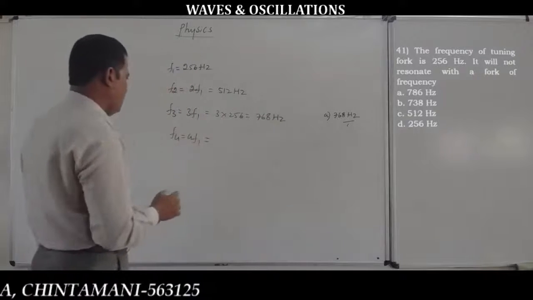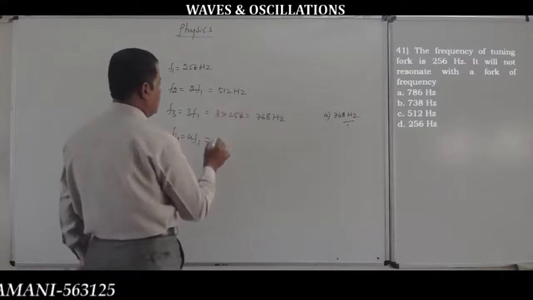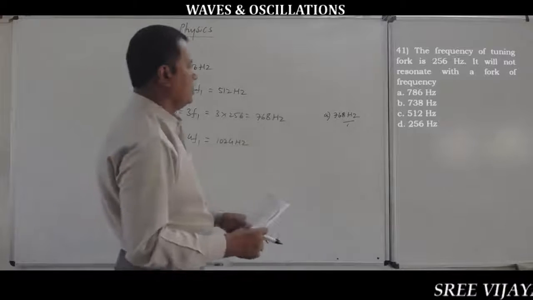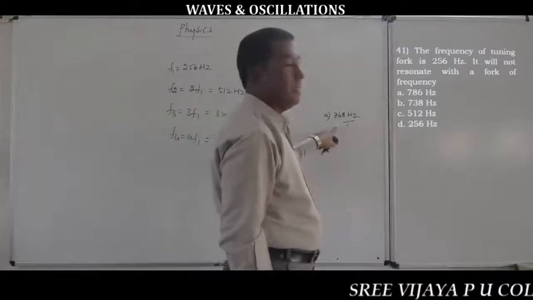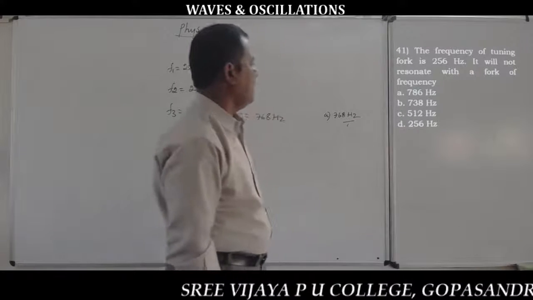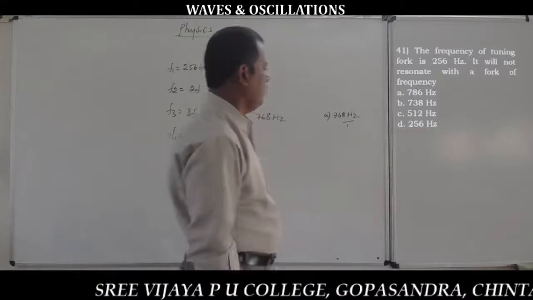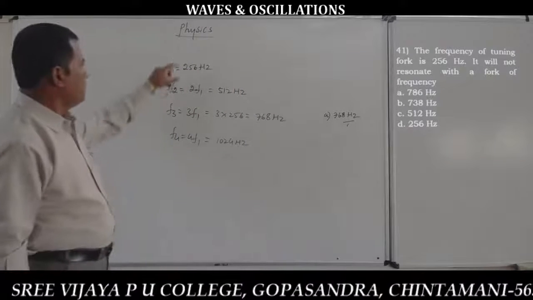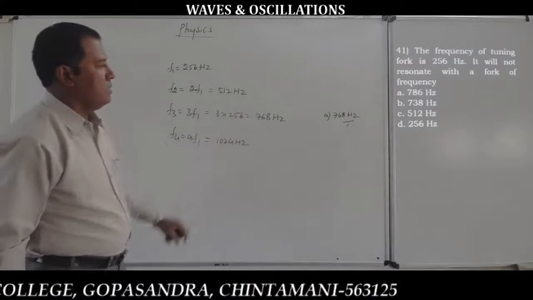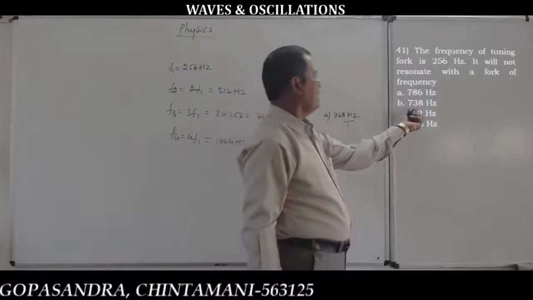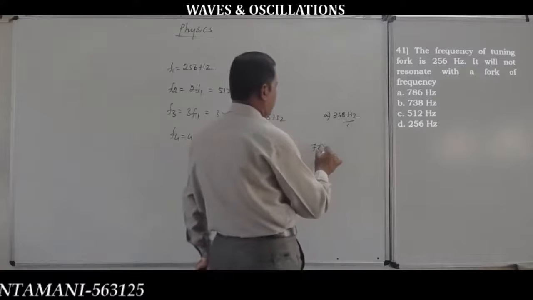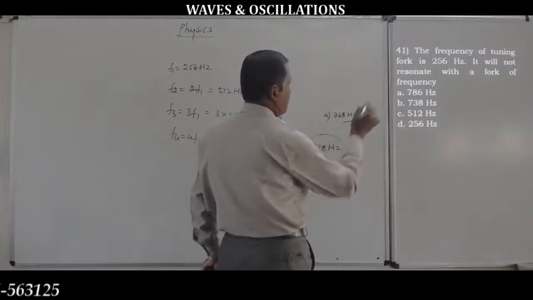So now this is 4F1. 512 plus 512, you get totally 1024 Hz. In the options, the first option should be taken as 768, it is not 786. Option A 768, option B 738, option C 512, option D 256. So therefore it will resonate with 256, 512, 768, 1024 Hz. But you are having option B as 738 Hz. Therefore it will not resonate with the frequency of 738 Hz. Therefore the correct option is B.